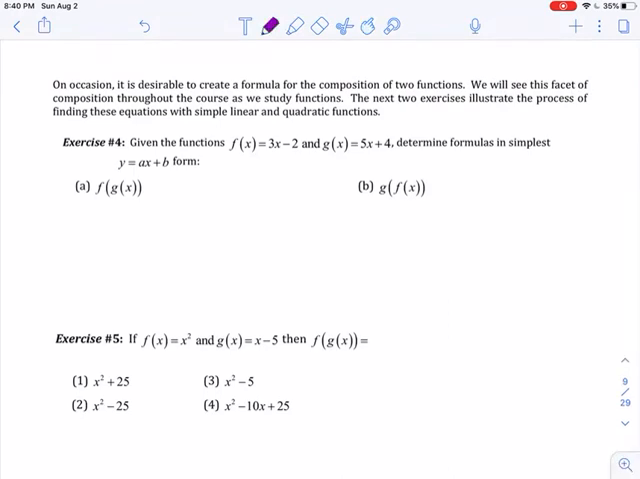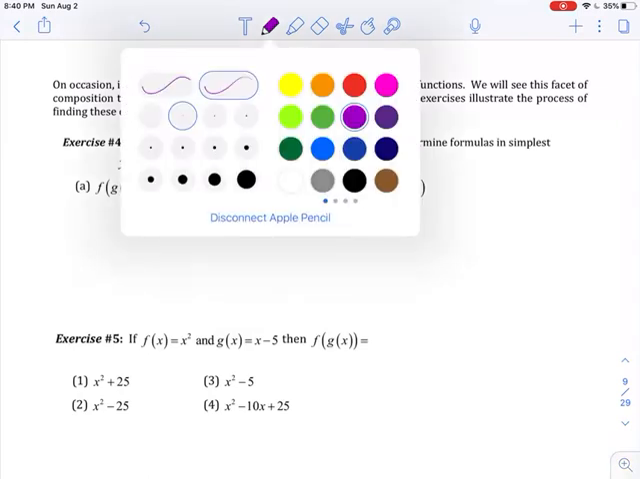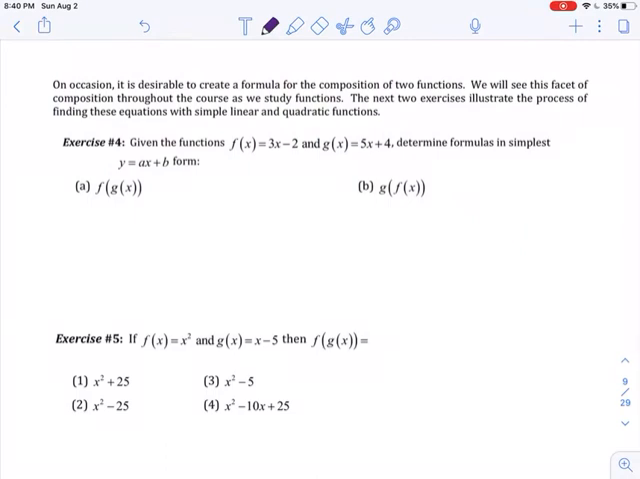On occasion, it is desirable to create a formula for the composition of two functions. We will see this facet of composition throughout the course as we study functions. The next two exercises illustrate the process of finding these equations with simple linear and quadratic functions.